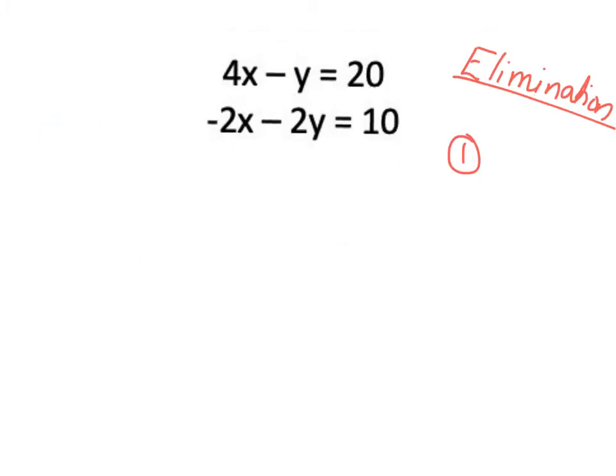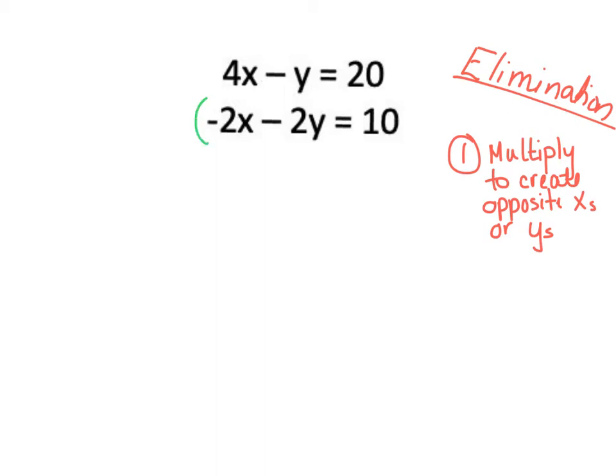We're going to redo this problem now using elimination. My tip is multiply to create opposite x's or y's. If I look right here at my x's, I have 4x and -2x. They're not exactly opposite. If I look at the y's, -y and -2y. So I have two choices here. I want to create opposite x's or opposite y's. I'm going to choose to create opposite x's, I think.